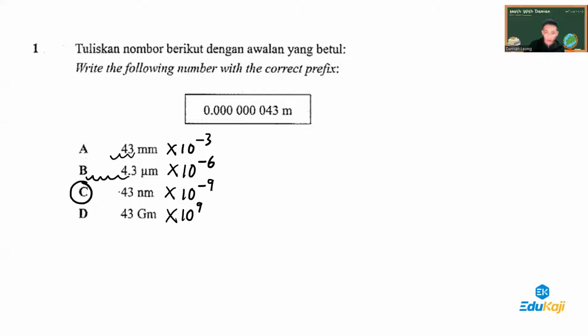Okay, when we move back 9 spaces, there will be 7 zeros after the decimals. It will become 0.000000043. Yeah, you can see this is after moving back 1, 2, 3, 4, 5, 6, 7, 8, 9 decimal places. That's for the question 1 here.